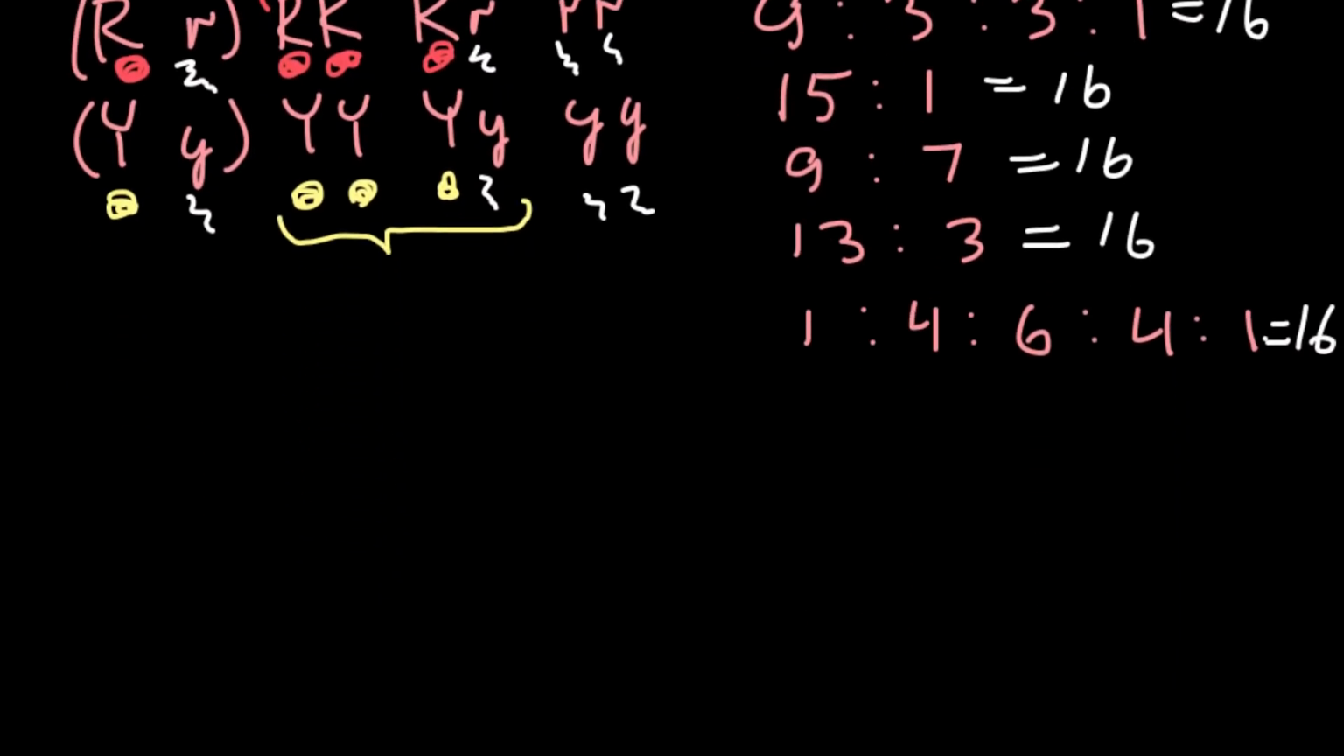So we have one plant that is capital R and small y, and we cross it with another variety whose genotype is small r and capital Y.